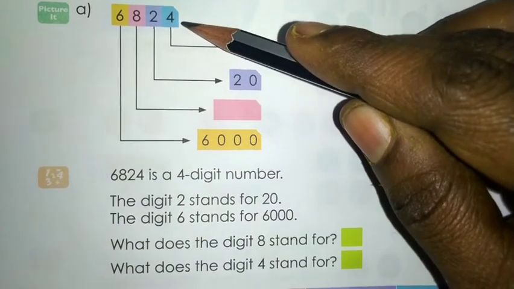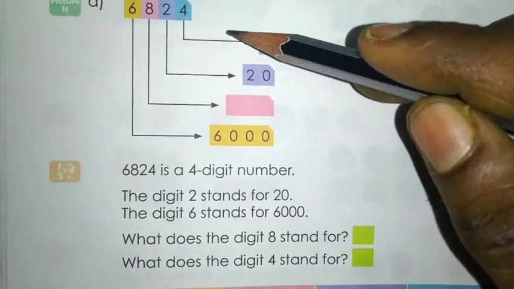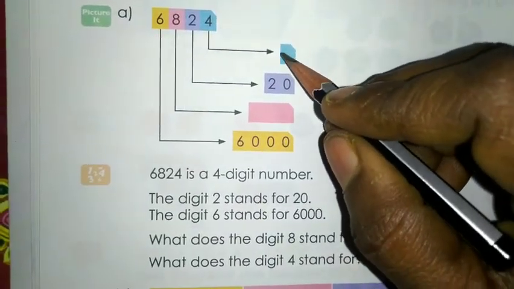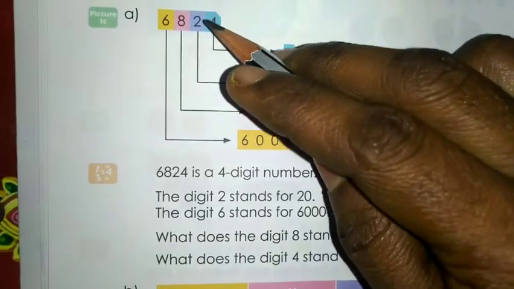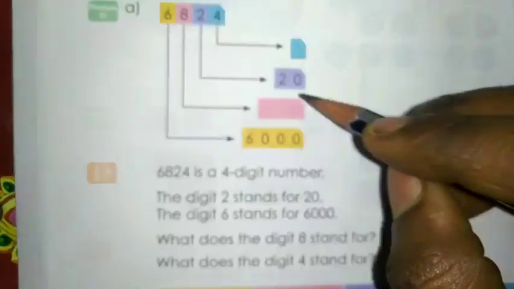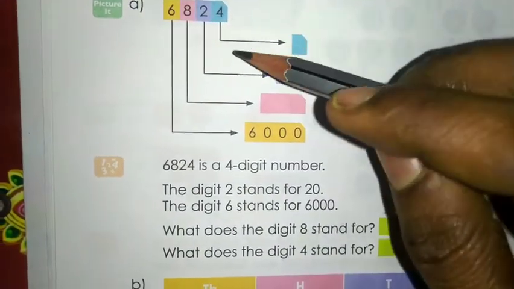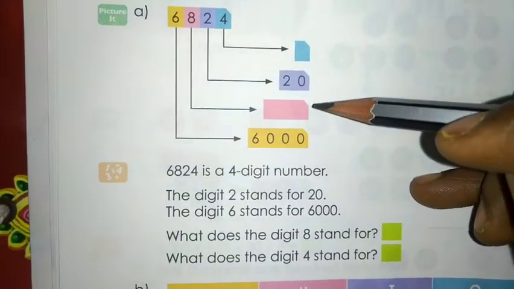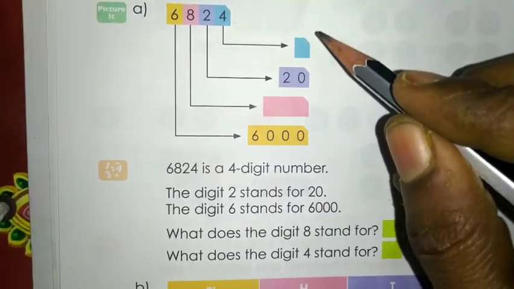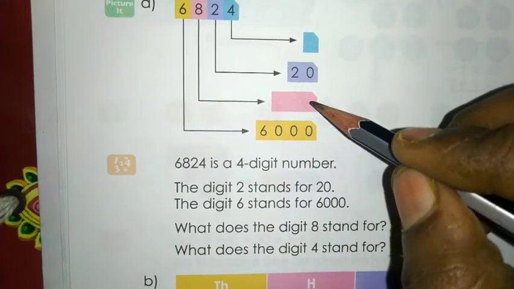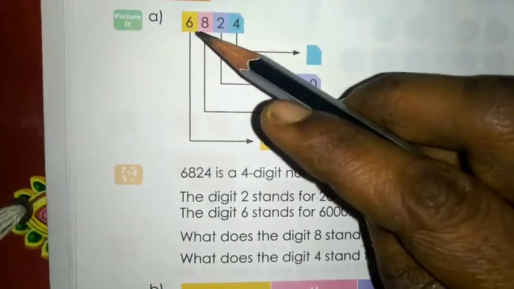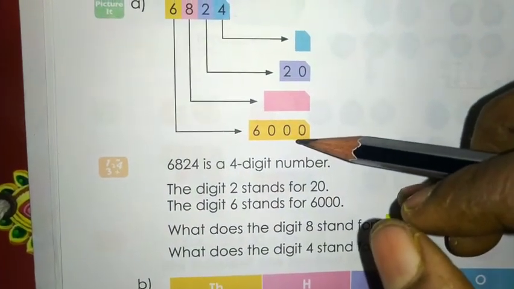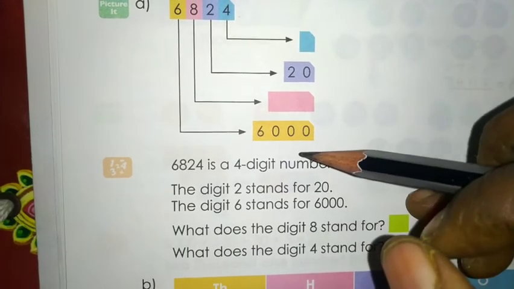4-digit number is given. From this you have to find the value of the given number. 4 is in ones place, so you have to write the value as 4 here. Then 2 is in tens place, so 2 tens are 20. Then 8 is in hundreds place, so 8 hundreds are 800. So you have to write here 4 and here as 800. Then 6 is in thousands place, so you have to write the value as 6000. So these are the values for the given number.